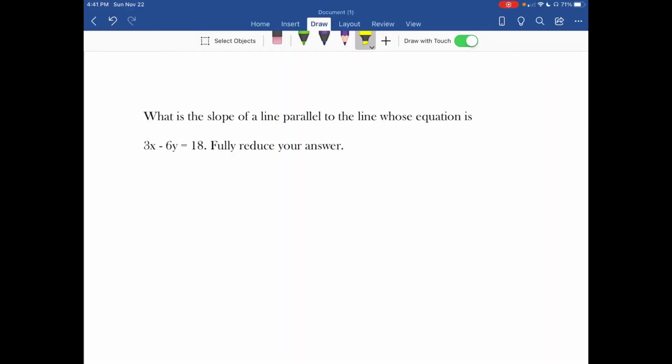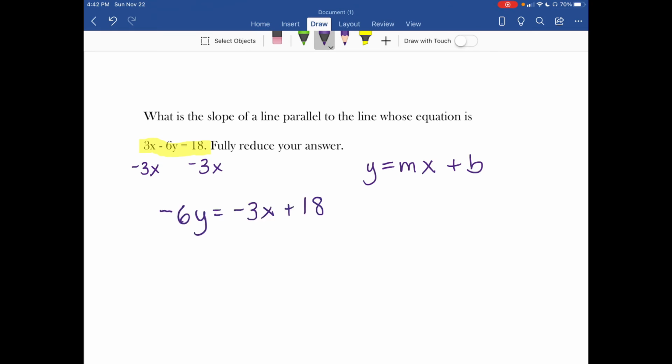Lastly, we'll see questions that look like this. We're looking for the slope of a line parallel to this given line, 3x minus 6y equals 18, and we're asked to fully reduce our answer. So the one thing that we want to do is put that in y equals mx plus b form so we can find the slope. So with that equation, the first thing we do is move the 3x. So we're going to subtract 3x from both sides, leaving us with this equation.